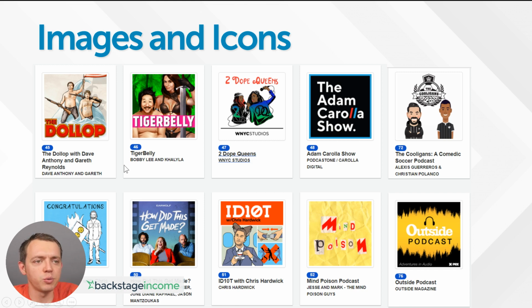So for example, the first one that we have is kind of 2 shirtless guys, The Dollop with Dave Anthony and Gareth Reynolds. You know, they're shirtless there in kind of a cartoony way. Again, looking at the fonts, easy to read, very thick. It's simple. It's 2 guys right there kind of having fun with guns. And you can see it's catchy.